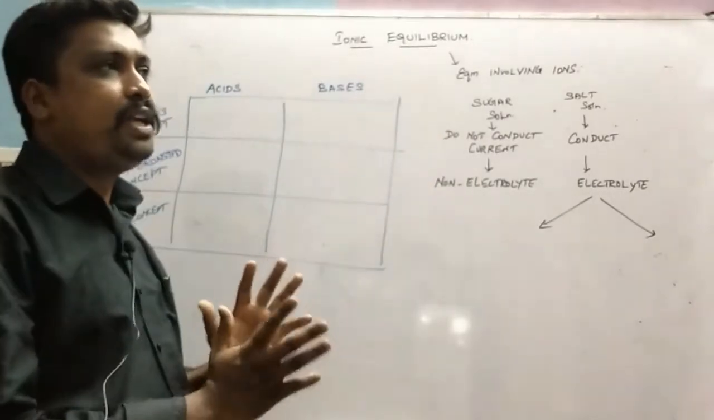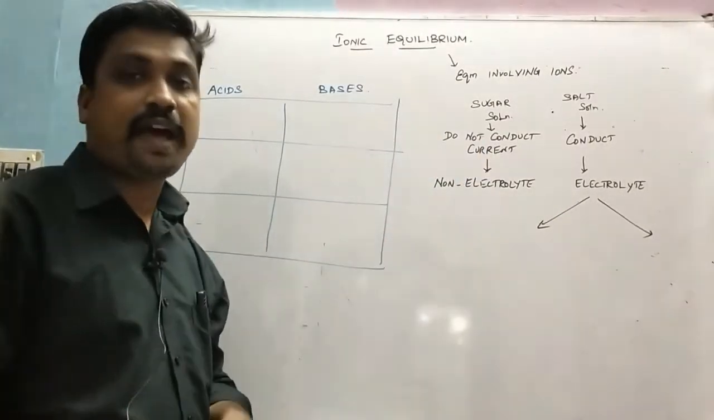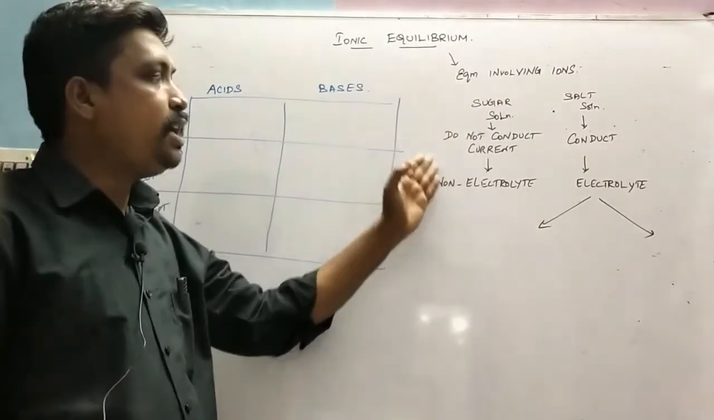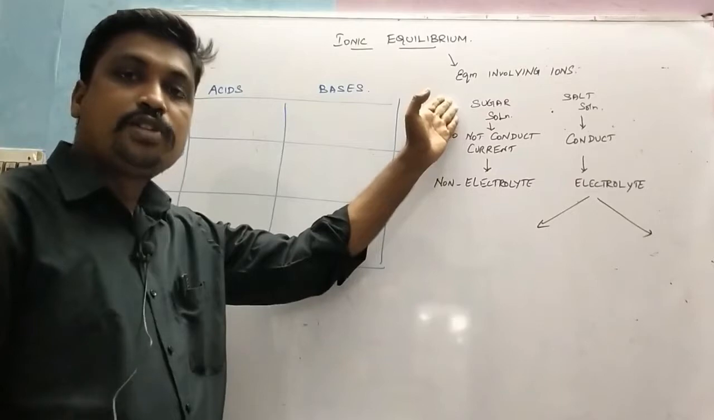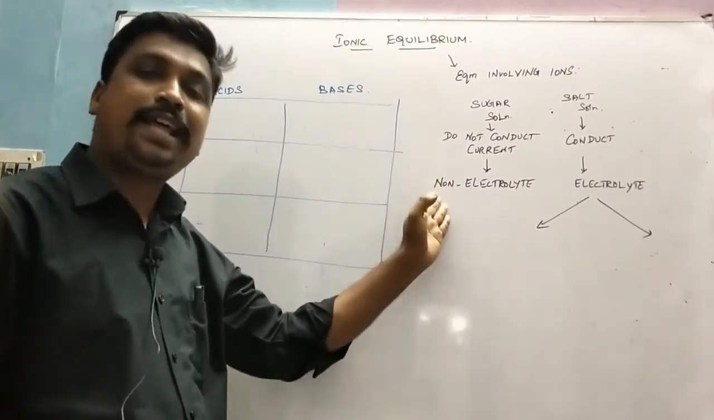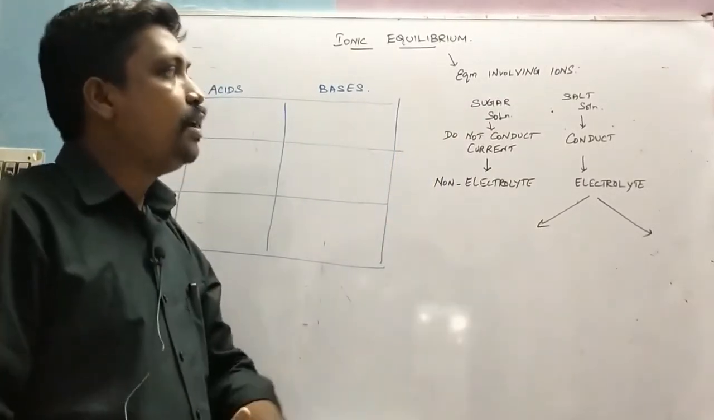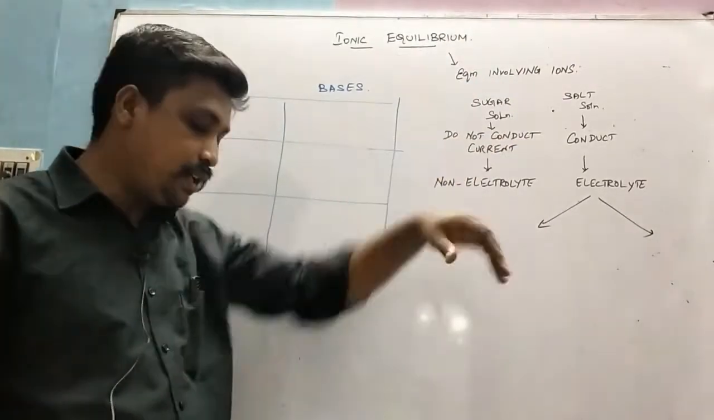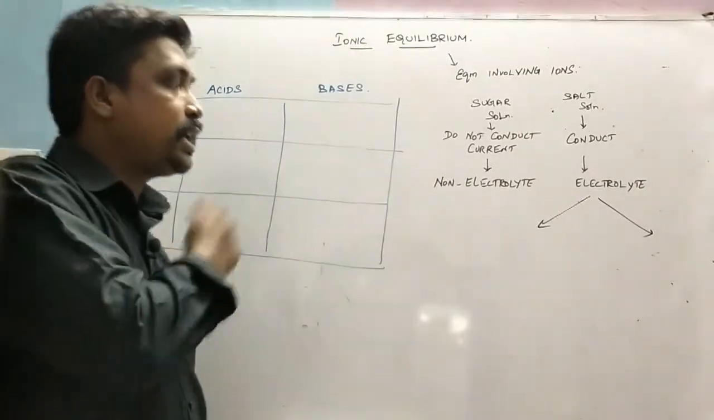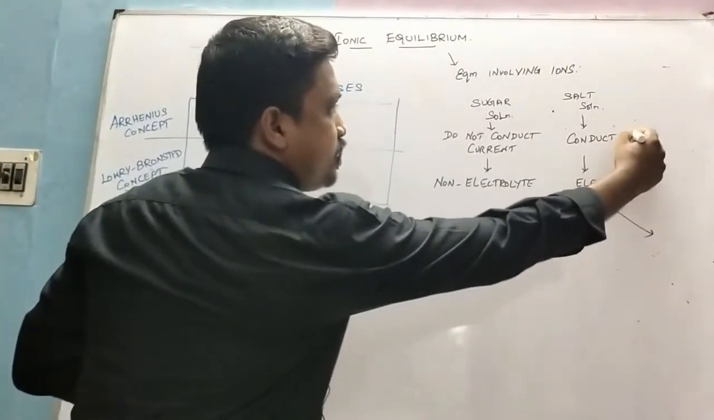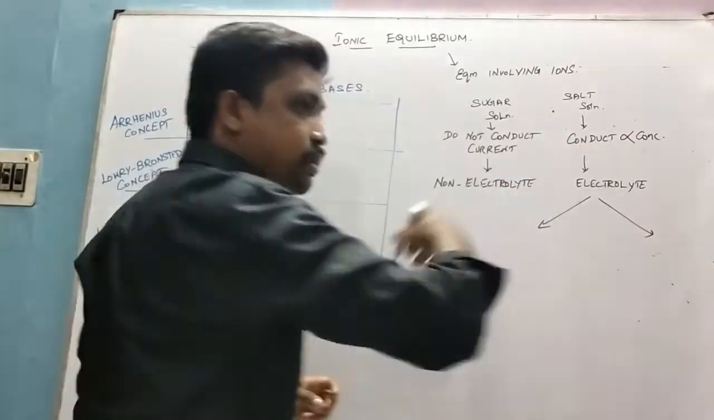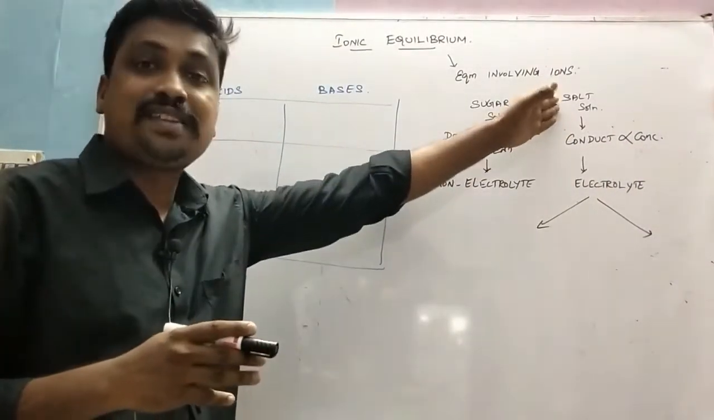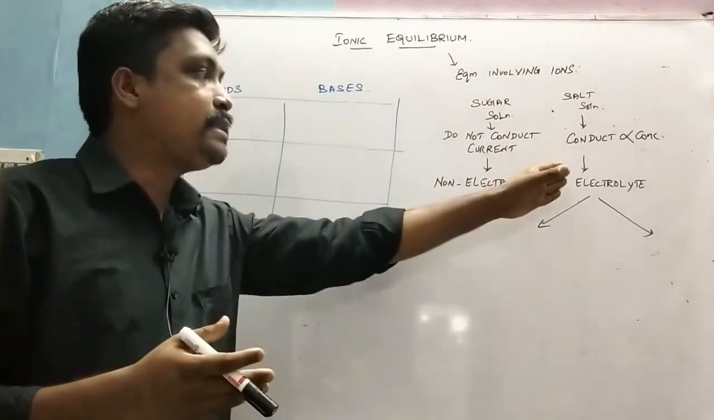Michael Faraday is the first person to discuss all these things. He noted that the sugar solution shows no conductivity. So he called this type of solutions which do not conduct current non-electrolytes. At the same time, consider the salt solution. It conducts current. Further, the conductivity depends upon concentration. If the concentration of the salt is more, the conductivity is also more. So he named such solutions which conduct current as electrolytes.